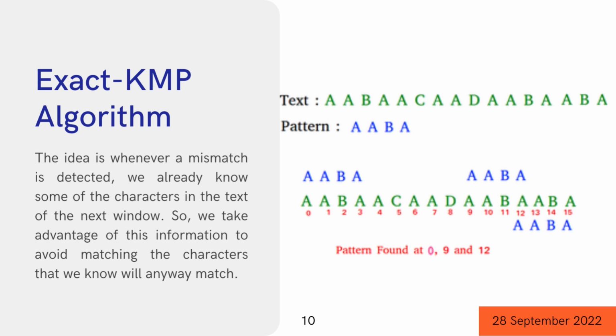Then the exact KMP algorithm. The KMP algorithm is a very efficient algorithm for matching two strings. The idea is that whenever a mismatch is detected, we already know some characters in the text of the next window. So we take advantage of this information to avoid matching the characters that we know will match anyway.